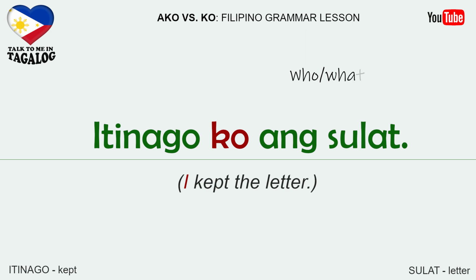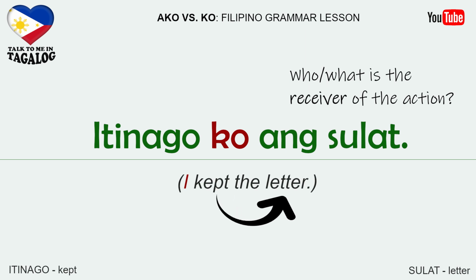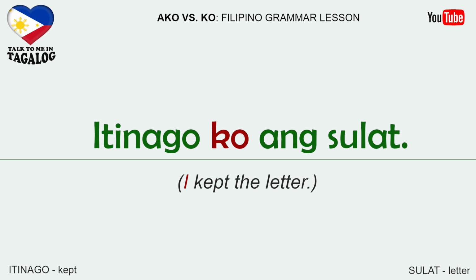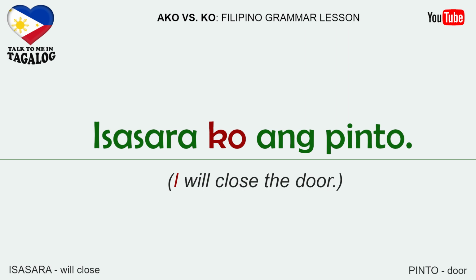Now let me ask you, who or what is the receiver of the action kept? Right, the object letter. So the topic of this sentence is the letter. Why? Because it's the object or the receiver of the action itinago. So we are not talking about the person who kept, but rather what was kept. Isasara ko ang pinto. This is another e-verb, that's why we are using the pronoun ko. The receiver of the action isasara is the object pinto. Isasara ko ang pinto. I will close the door.